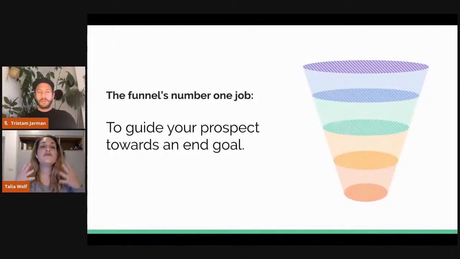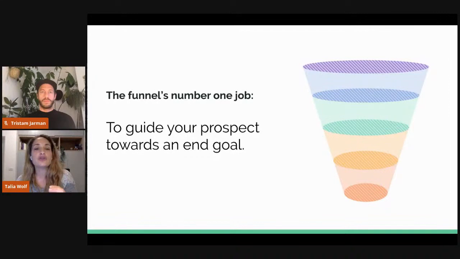Okay, so the funnel's number one job is to guide your prospect towards an end goal. And here's the thing, bringing in leads is a crucial part of your job, whether it's leads you want to turn into demo requests, if you need free trial users, maybe enrolling them in your program, or clients who want to hire your services. Whatever it is, they all start out as leads, and to get to those leads, you need a funnel.